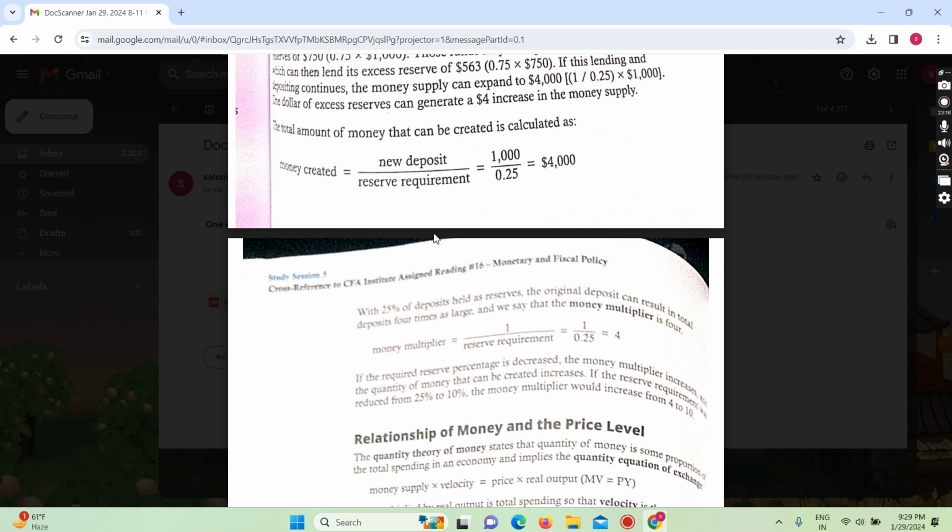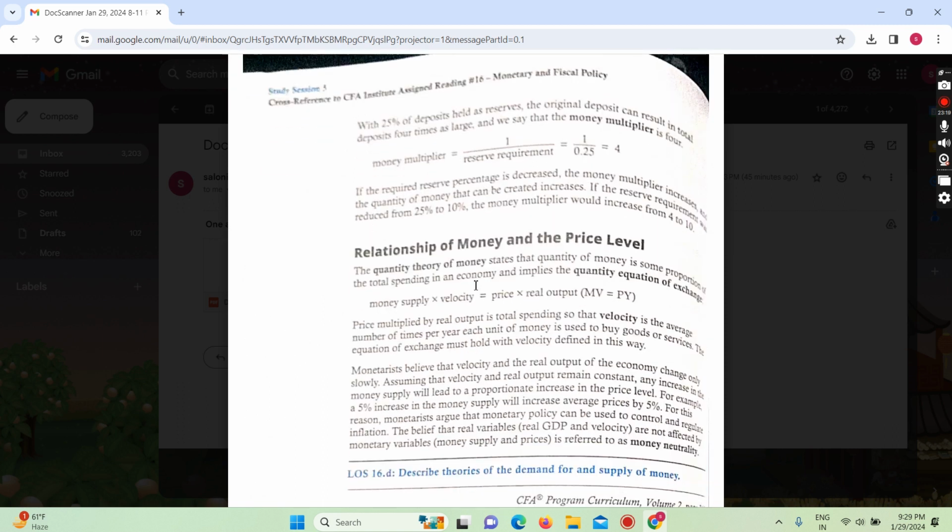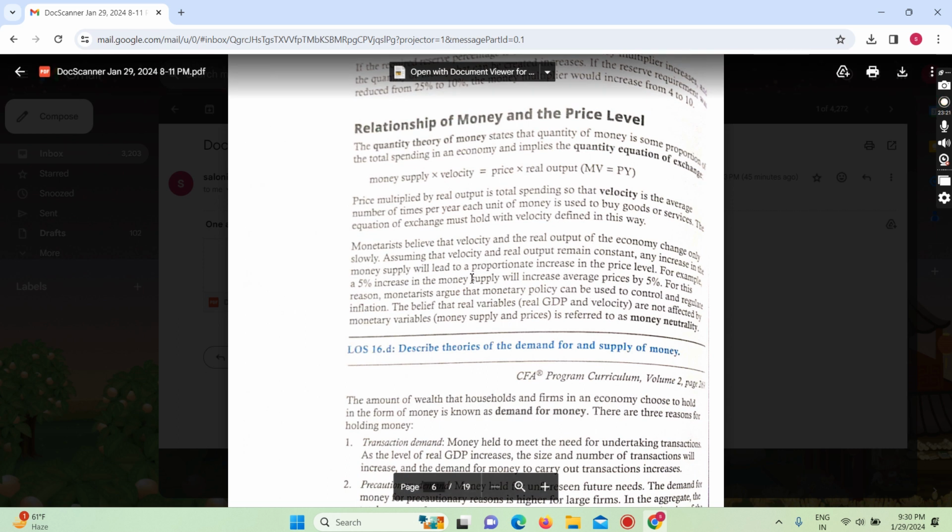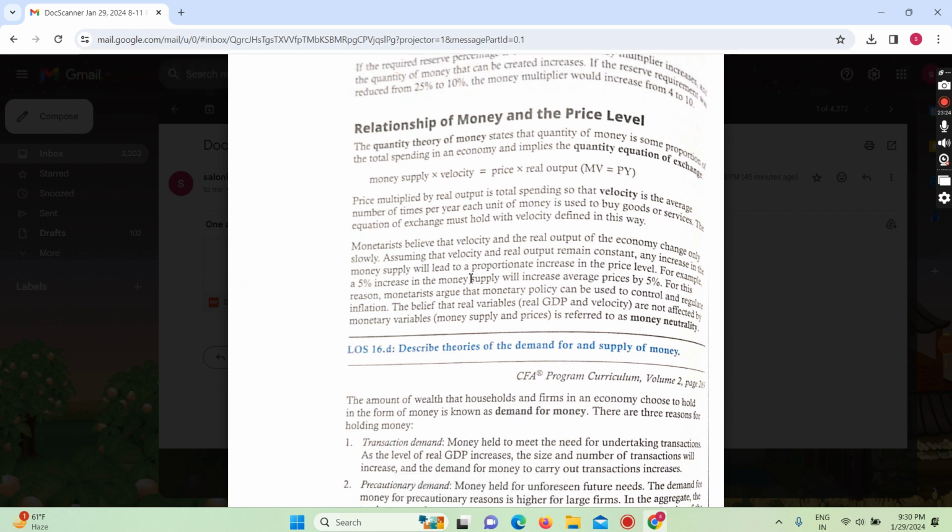Now comes the relationship of money and the price level. What is the relationship between the money and the price level? The quantity theory of money states that the quantity of money is some proportion of the total spending in an economy, and implies the quantity equation of exchange. Now what is the quantity equation of exchange?